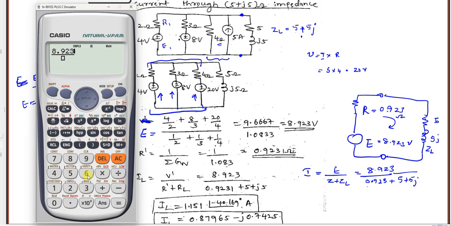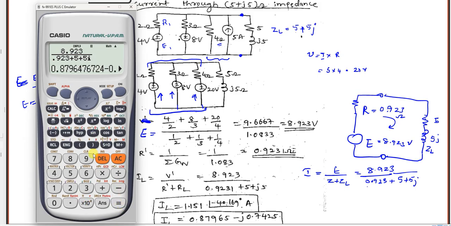Now click 8.923 divided by 0.923 plus 5 plus 5. Instead of J, you have to click the ENG button, I. You should go to mode, select complex mode, then type the numerator, then the denominator. Wherever J is there, you type ENG, above which your I is there. So better use this type of calculator only for the exam.